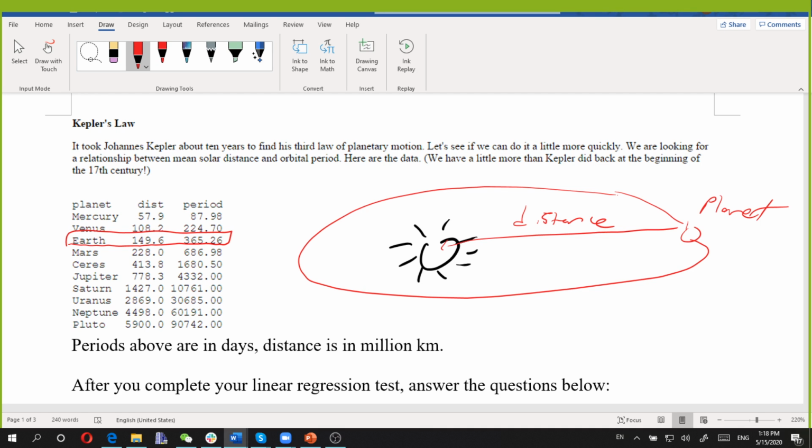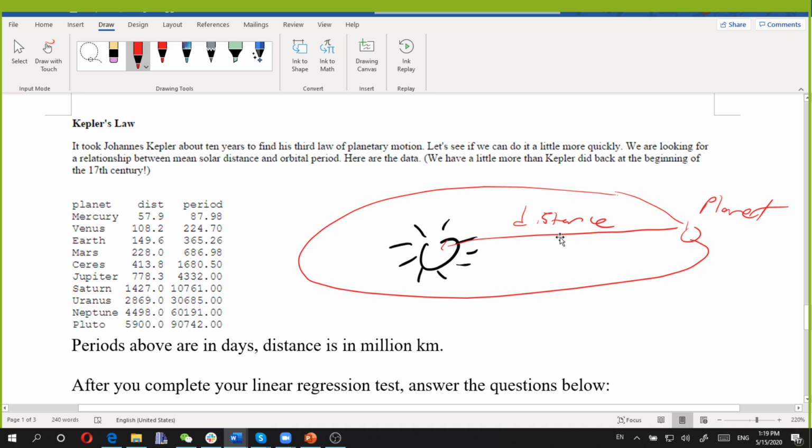And we rotate around the sun once every 365.26 days. That extra 0.26 days is the reason why we have a leap year. That extra day makes up for the 0.26 extra days that we have when we revolve around the sun.